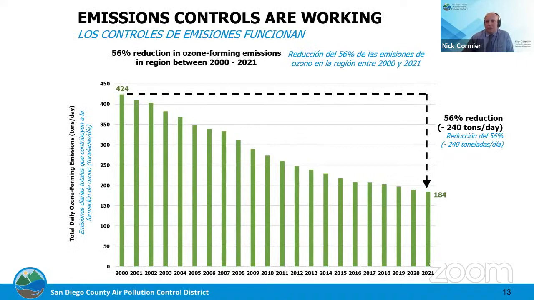To understand where the region is going, it's important to understand the progress the region has made. Ozone precursor emissions, specifically volatile organic compounds, or VOC, and oxides of nitrogen, or NOx, have been trending downward as a result of clean air actions taken over the past 60 years at the local, state, and federal levels. This chart shows that VOC and NOx emissions in San Diego County have dropped 56% just since the year 2000, equivalent to a reduction of 240 tons per day. In fact, ozone precursor emissions in San Diego County are now at their lowest levels on record.